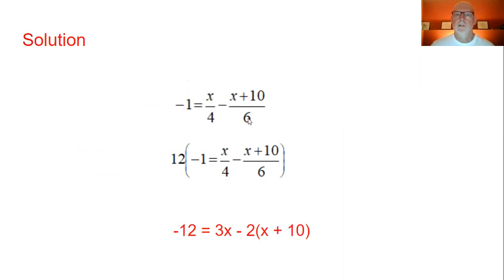If you said 12 was the least common denominator, great. We pop the 12 in the front. 12 times negative 1 is negative 12. 12 divided by 4 is 3. 3 times whatever is left in the numerator, which is x. 3 times x is 3x.